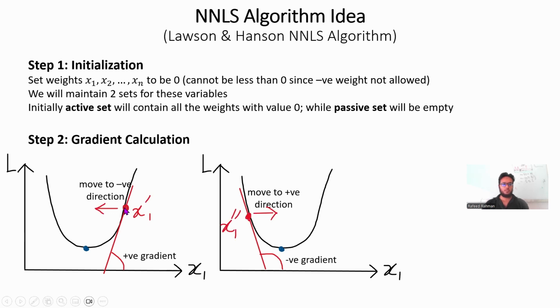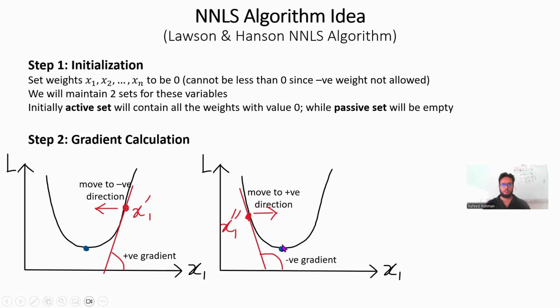Now, let's say we have this point x1 bar, where x1 equals x1 bar basically. So now obviously we want to move in the negative direction in order to reach this optimal value, right? So this is, I think, very clear seeing this loss function and this picture. Now, the tangent or the gradient at this point is a positive gradient, and we want to move in the negative direction. So bear that in mind.